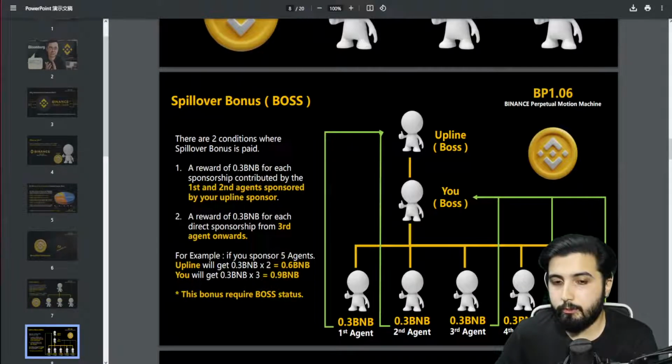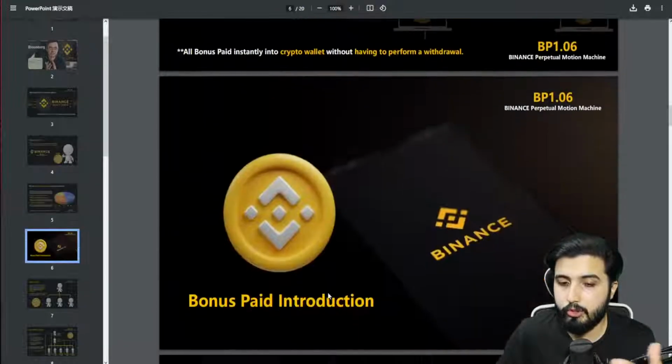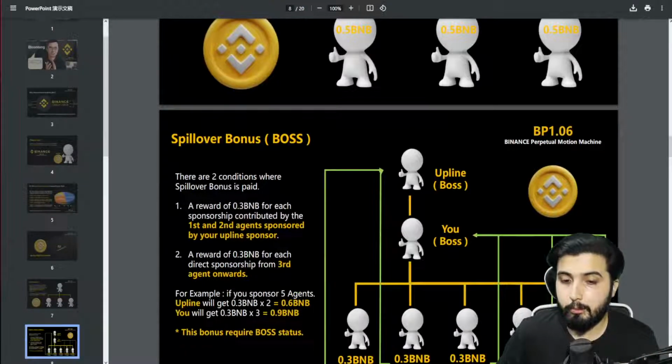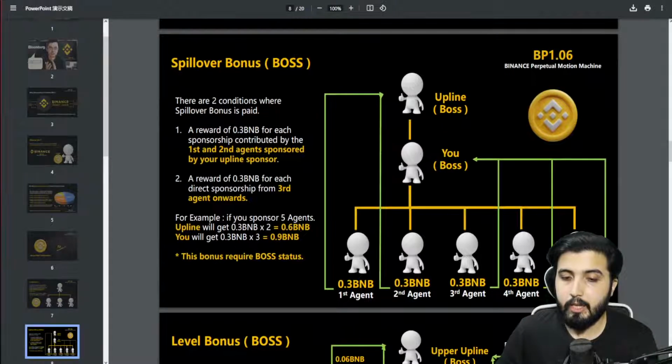But in the spillover bonus, you have two conditions, and when those two conditions are met, this is where the spillover bonus is paid. The first one is a reward of 0.3 BNB, which we already discussed in the distribution over here. This is the 0.3 BNB spillover bonus. A reward of 0.3 BNB for each sponsorship contributed by the first and second agent sponsored by your upline sponsor. And the second condition is a reward of 0.3 BNB for each direct sponsorship from third agent onwards. For example, if you sponsor 5 agents, this is you, you have the boss status.